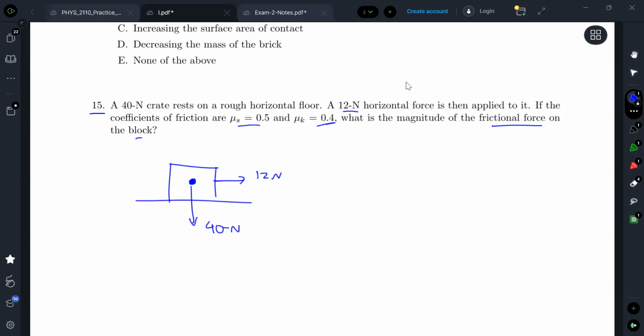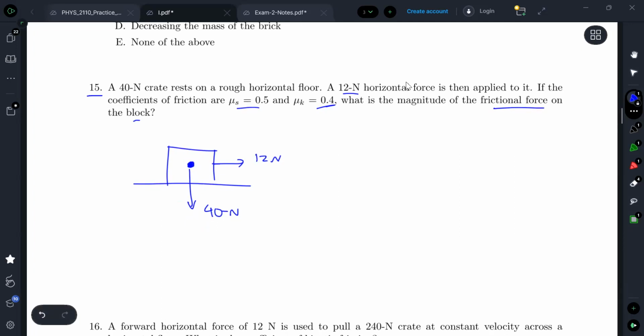Because if this pull weren't here, static frictional force would be 0. If this pull were 6 newtons and static frictional force could pull back that hard, it would be 6 newtons. But in this case, we're just asking, is this smaller than my maximum possible static frictional force? Because if it is, the static frictional force will just be 12 newtons. If it isn't, then the block's going to start moving, and we're dealing with kinetic friction.